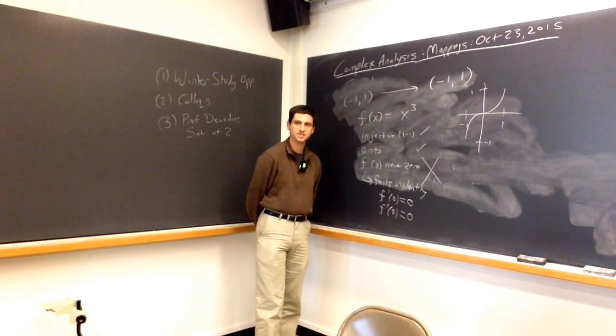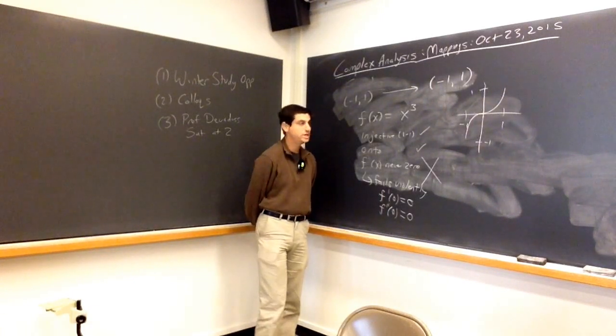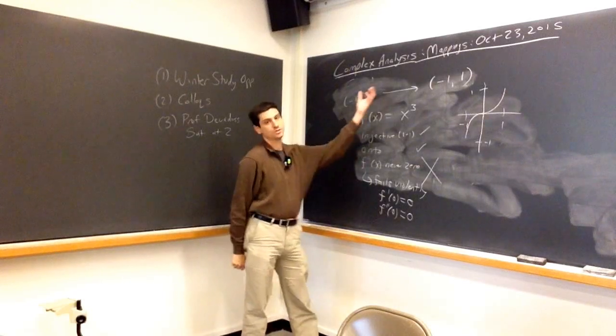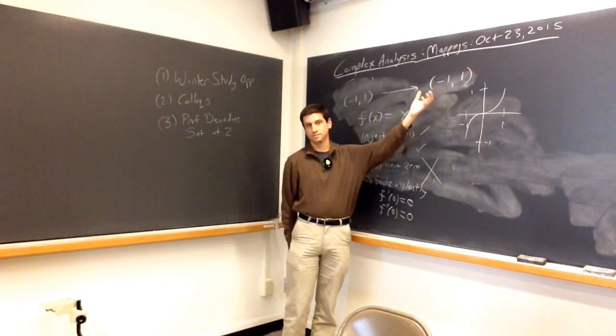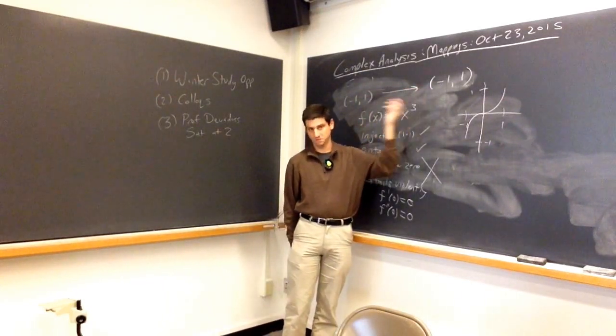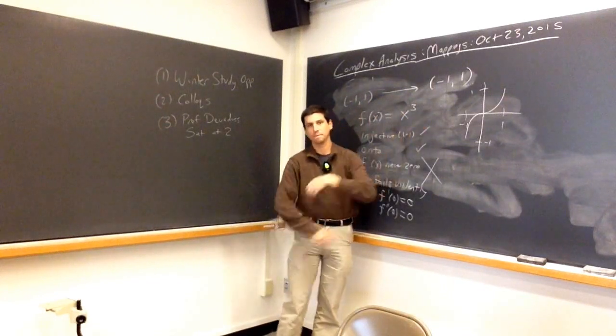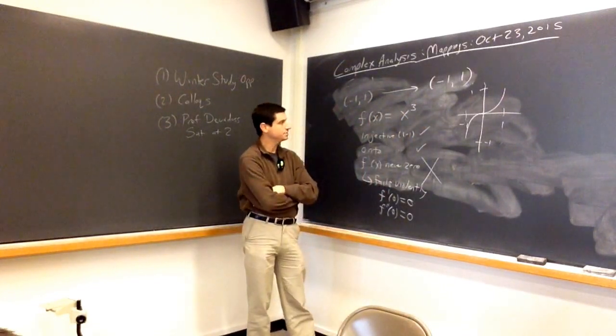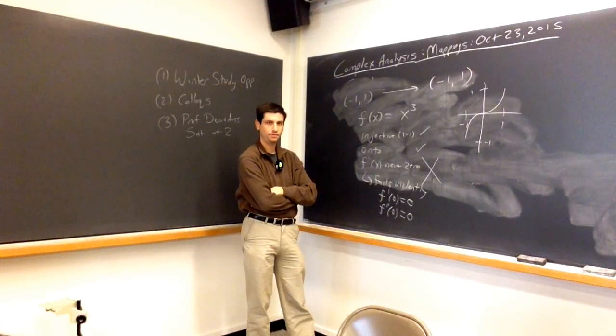The real case is very different once again from what's going on in the complex case. We can't have a nice isomorphism, differentiable, infinitely differentiable. Is there an inverse function? What would be the inverse function here?